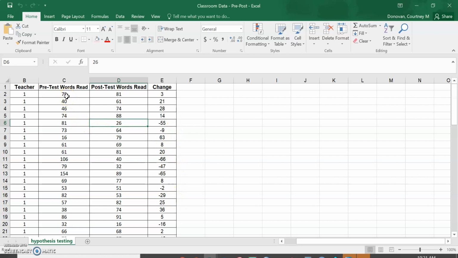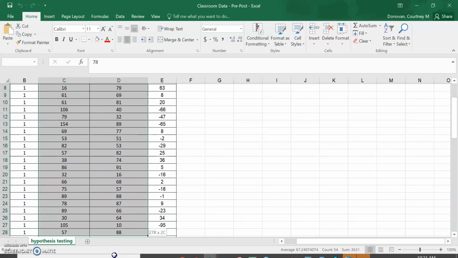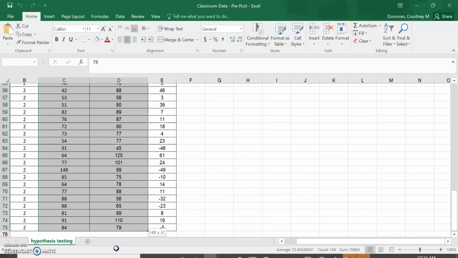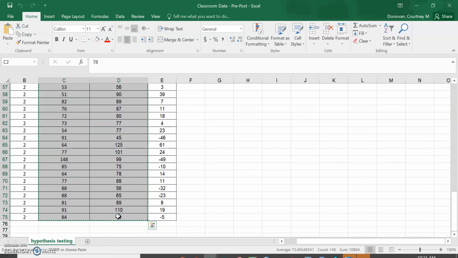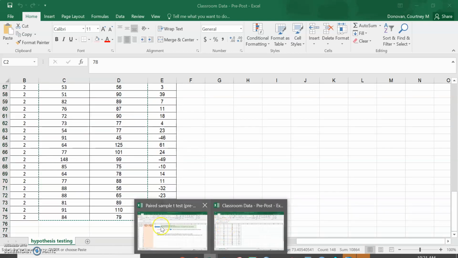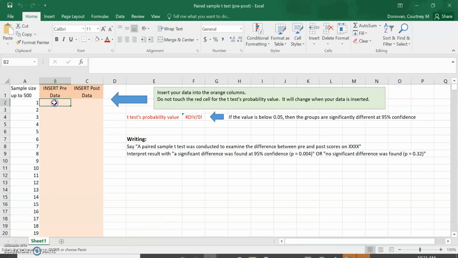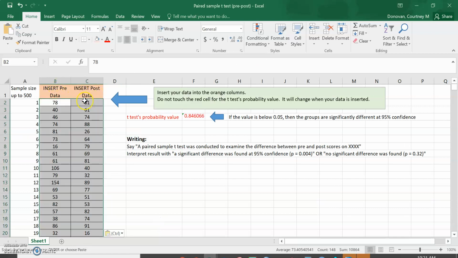Okay, so we are going to now copy all of these, and since they're side by side, we can copy them together all the way down. I'm going to copy that into my Excel cheat sheet right here, pre-data, post-data. And I'm going to go over here, and we see that our value is quite a bit above, so at 0.85 if we round up.